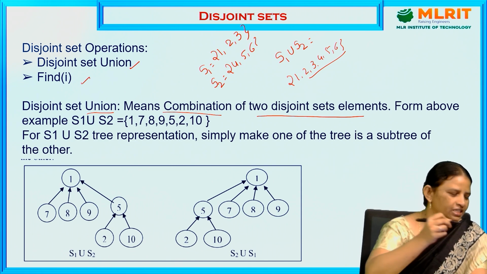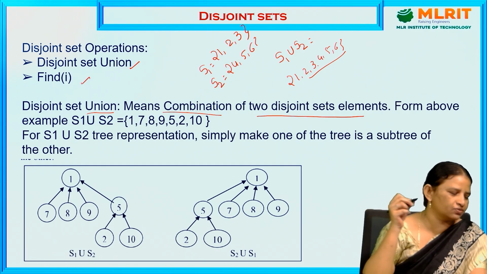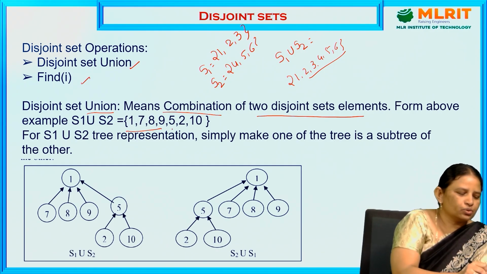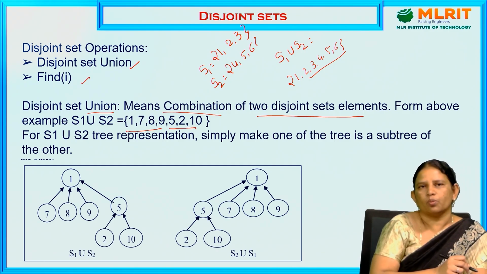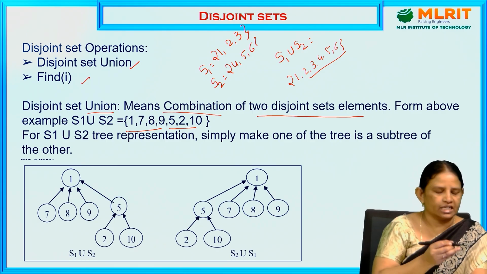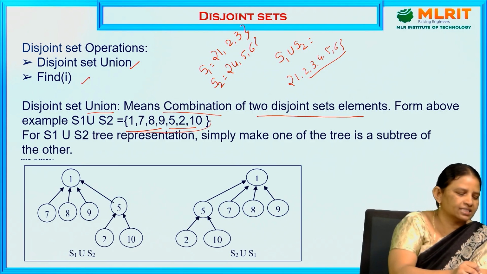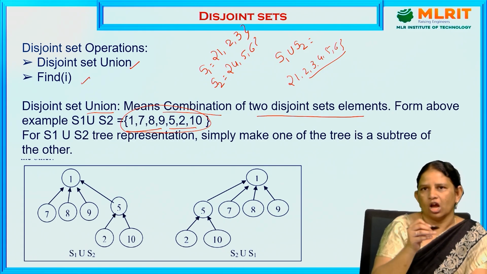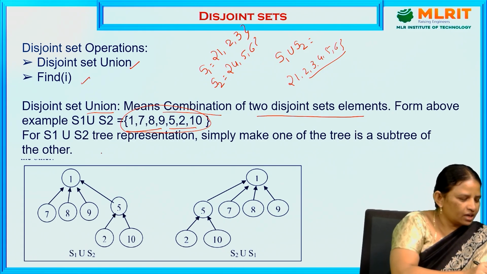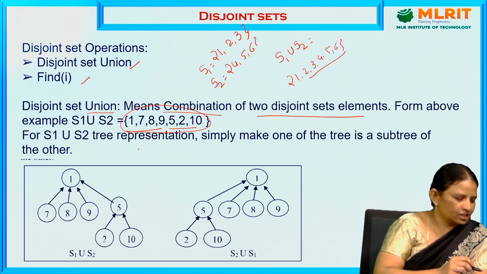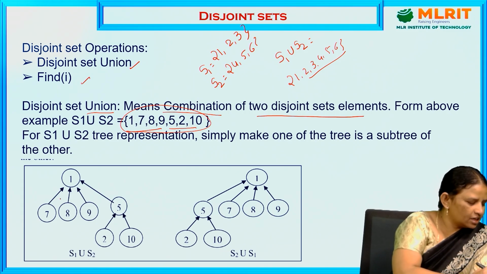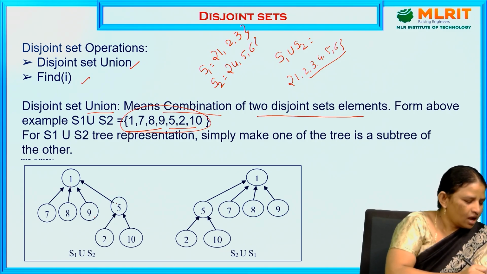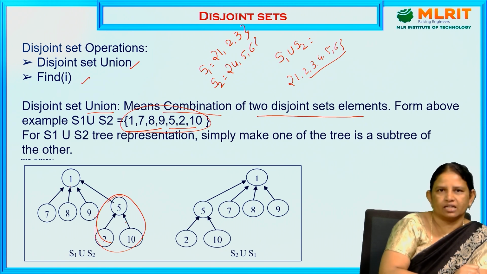So previously we considered two sets. S1 is 1, 7, 8, 9. S2 is 2, 5, 10. When performing a union operation, S1 and S2 will be considered as a single set and all the elements have only one parent. So S1 and S2 will be represented using the tree structure. For example, this is 1, 7, 8, 9. Again, this is the second set, the second set's tree representation.